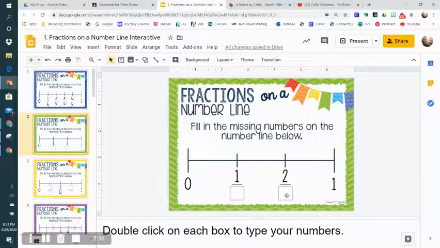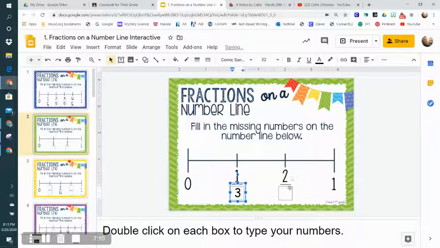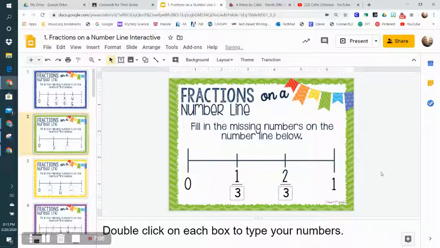So here is the trick. The denominators are how many pieces the number line has been broken up into. So if I count how many pieces here, it's been broken up into 1, 2, 3. So it's been broken up into thirds. So then this piece would be 1/3. And this piece right here would be 2/3. Okay. So count how many pieces the number line's been broken into, and that will tell you the denominator.